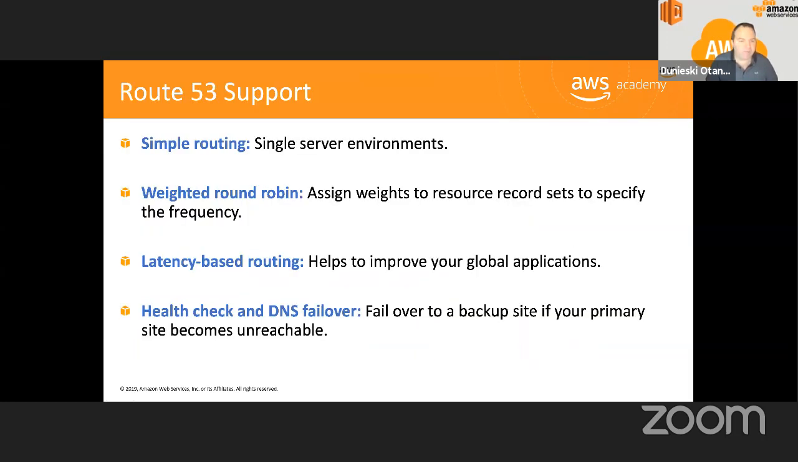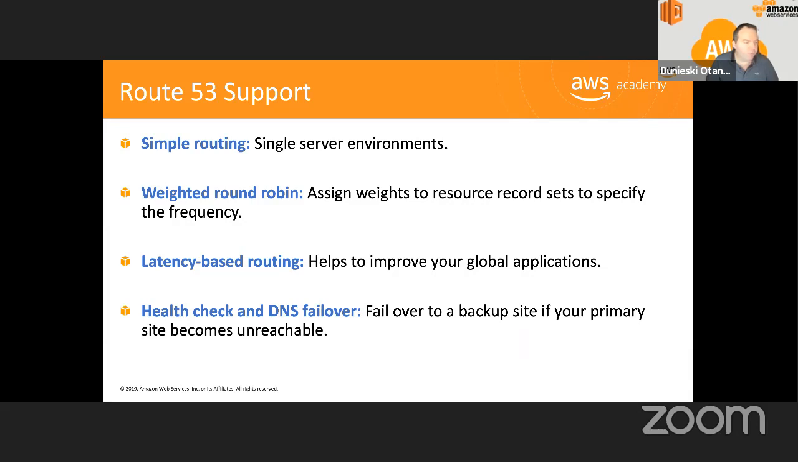There are 7 routing policies that Route 53 has. This is what you have to remember. So simple routing is for a single server environment, so it's routed to one server. That's it. Simple routing. So if we have 3 servers, it's just route to one, or route to the other one. It's just single, only one. That's what single routing means.